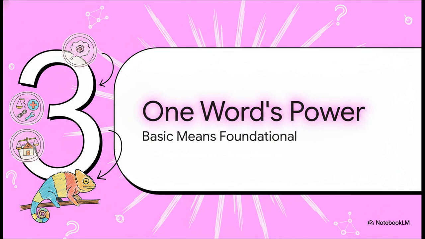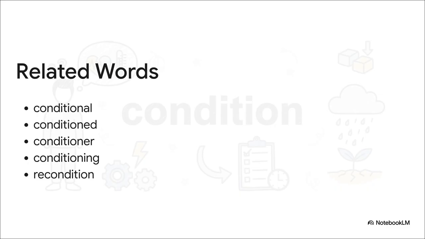So let's just step back for a second and look at the big picture here. We've seen condition describe health, a state of objects, and even rules. We've also seen it as a verb of adaptation. So what is it that makes this one word so incredibly powerful? It's because condition isn't just a word, it's a root. It's the foundation for a whole family of ideas. Something can be conditional, a person can be conditioned, we use hair conditioner, and we can even recondition an old engine. All of that springing from one core concept.